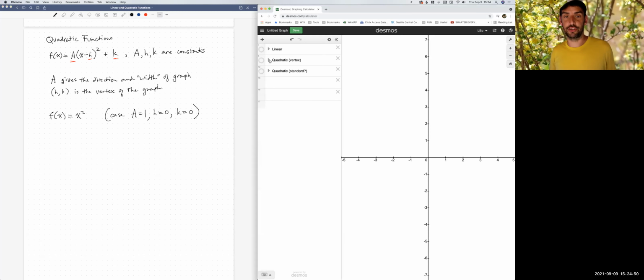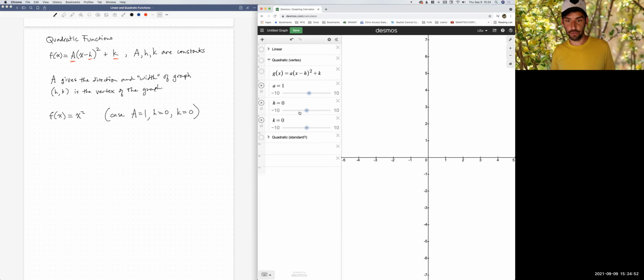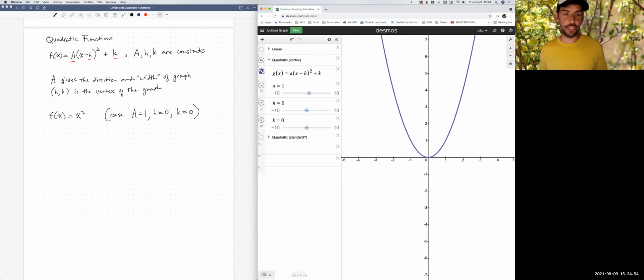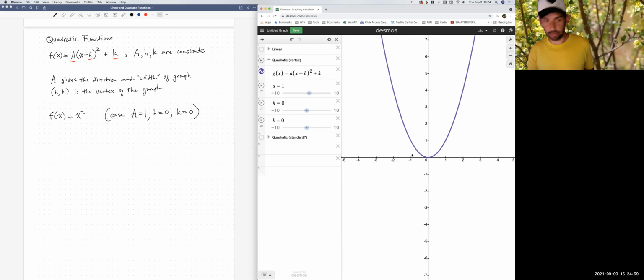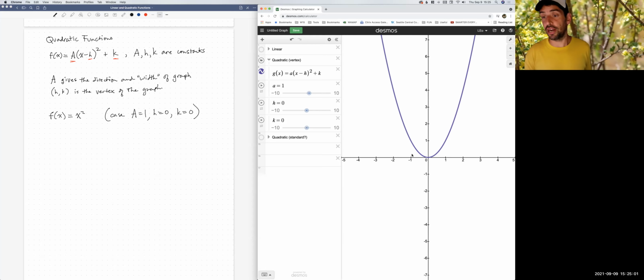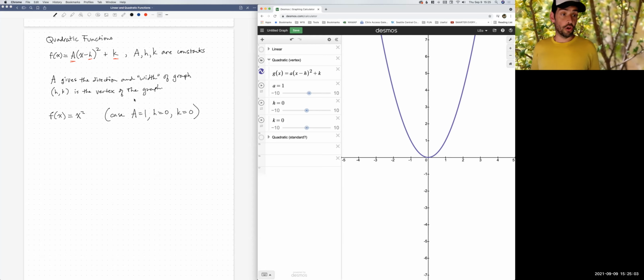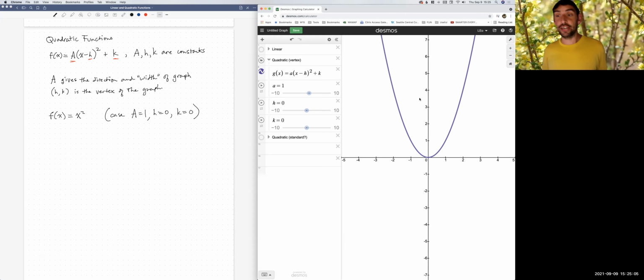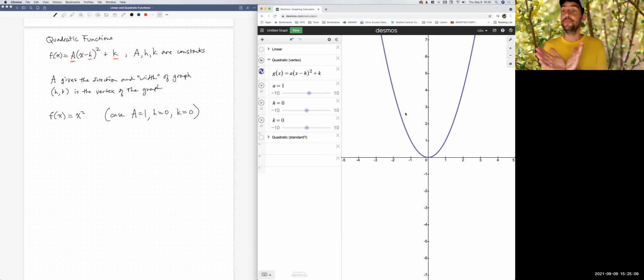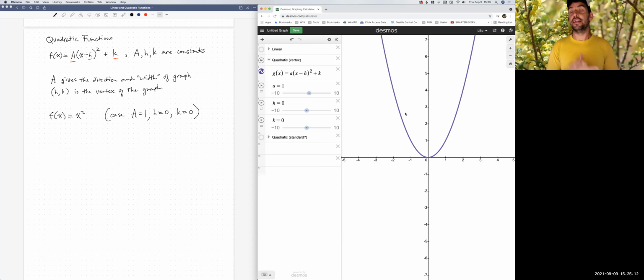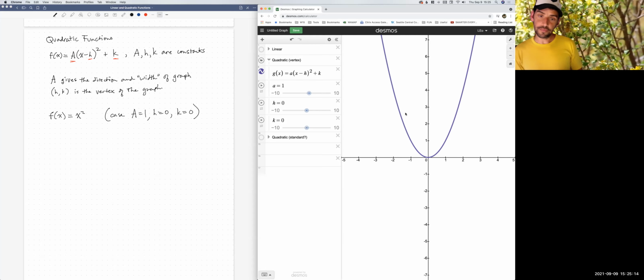So let's look at a picture of this. So, yep, we got it set up right. So here is this graph, right? We've probably seen this before. We get a parabola. So I said a gives the direction. So this parabola right now is opening up, right? Meaning it has a minimum point and then it extends upward.